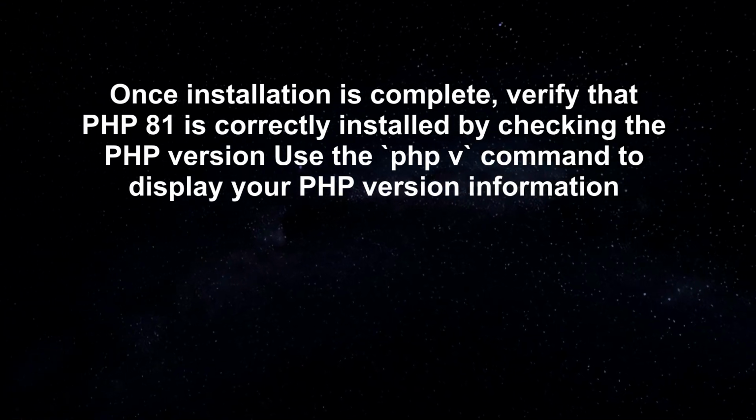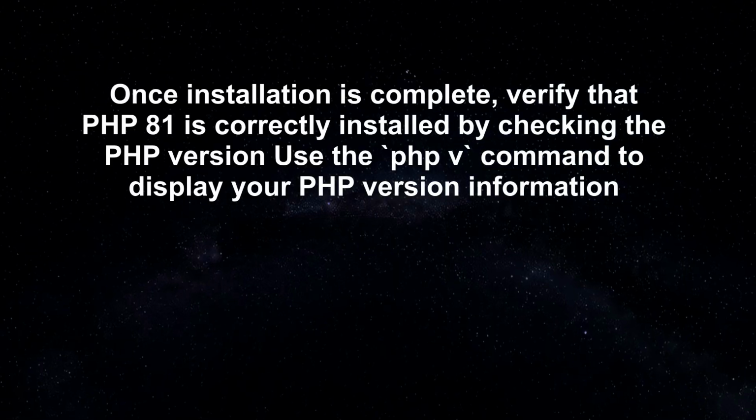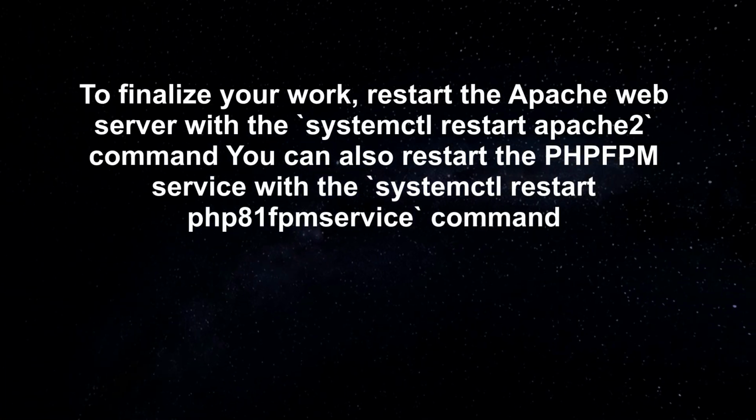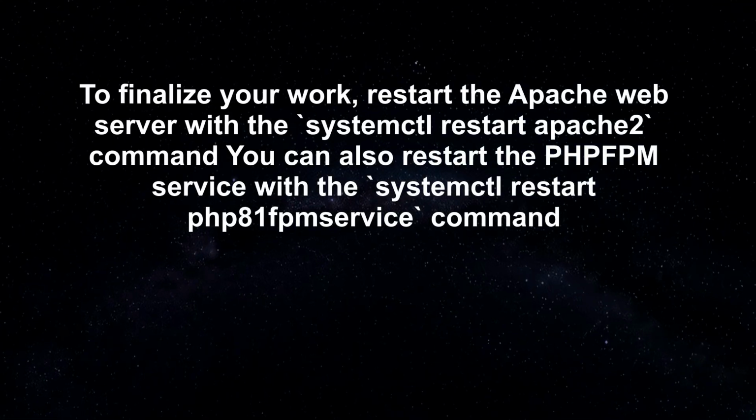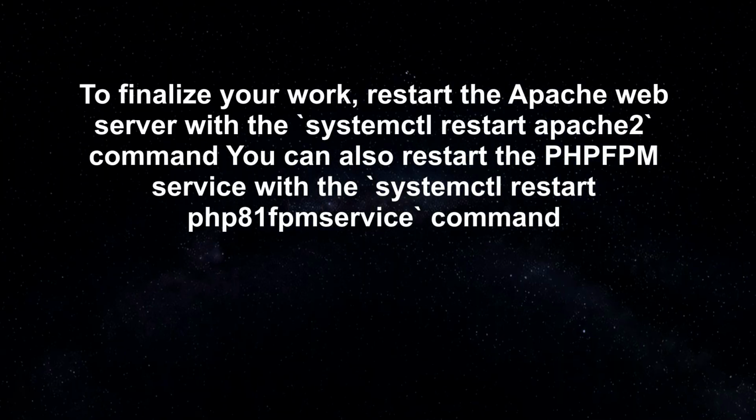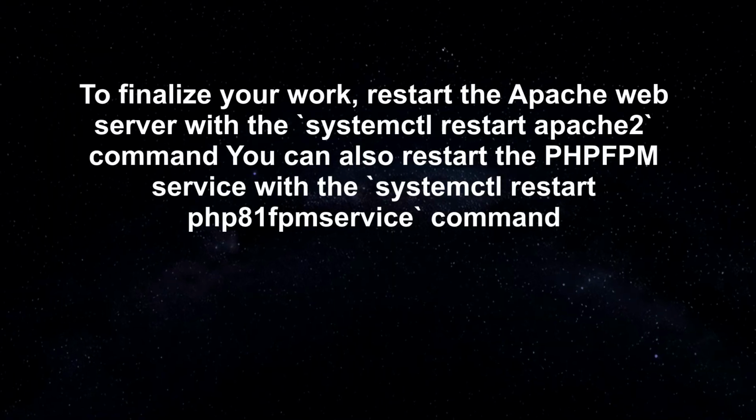Use the php command to display your PHP version information. To finalize your work, restart the Apache web server with the systemctl restart apache2 command. You can also restart the PHP FPM service with the systemctl restart php8.1-fpm command.